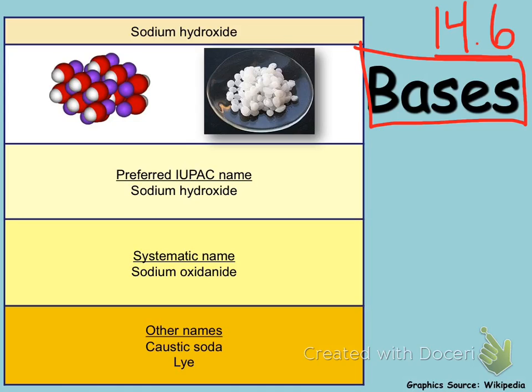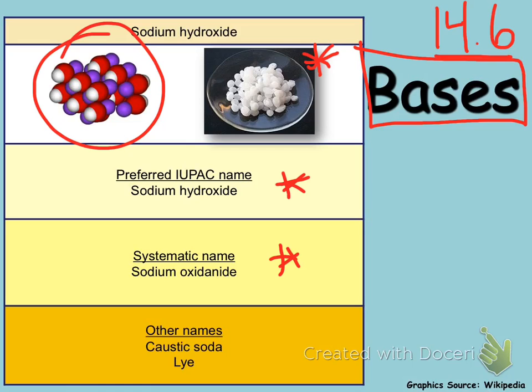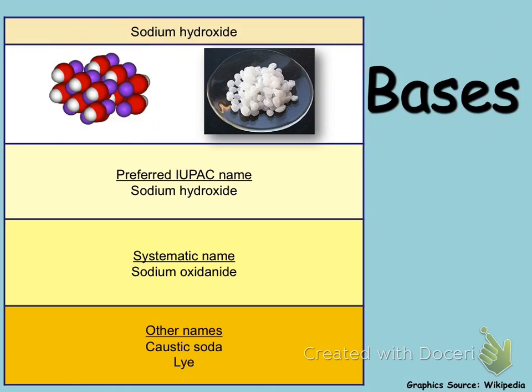On the left side of the screen, you're going to see sodium hydroxide, which is probably the most common base. This is actually what it looks like. It's white pellets in the solid form, and this is the space-filling model of sodium hydroxide on the left. Its IUPAC name is sodium hydroxide. Systematic name is sodium oxidanide, and the common names, the names that you probably hear on the street, are caustic soda and lye. All of those things refer to the same stuff, sodium hydroxide. So it's a base. We have many other bases, but that's probably the most common of all of the bases.